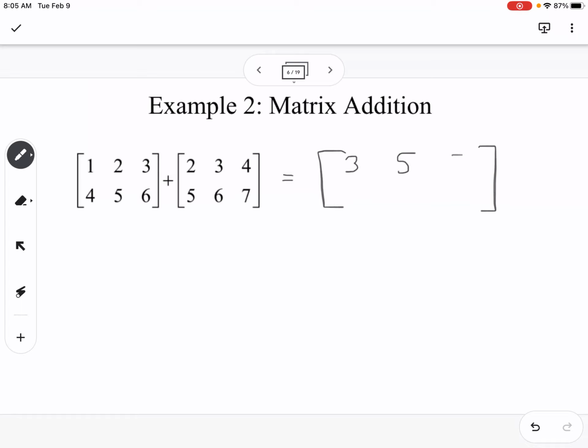5, 7, 9, 11, 13. So again, you're taking the 1 plus the 2 to get the 3. You're taking the 4 plus the 5 to get the 9, and so on. So whether you're adding or subtracting, you just add or subtract each element.